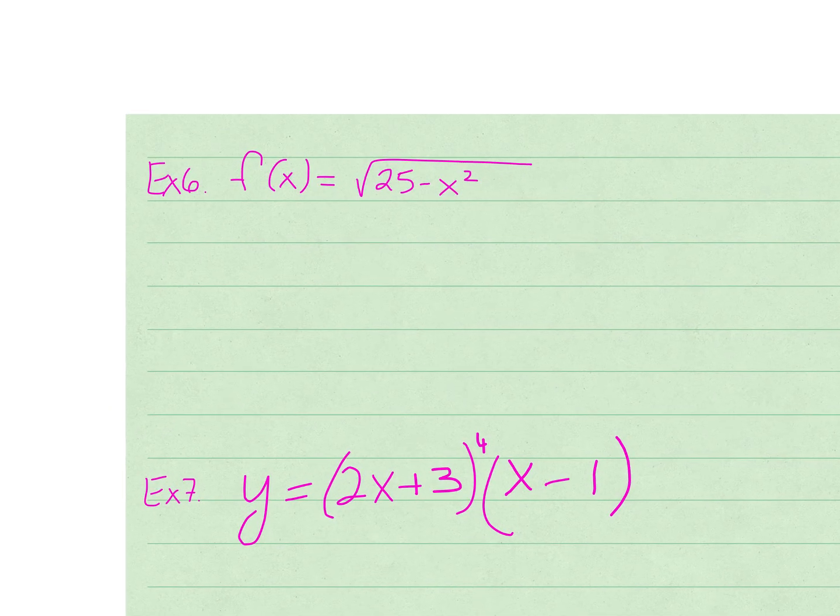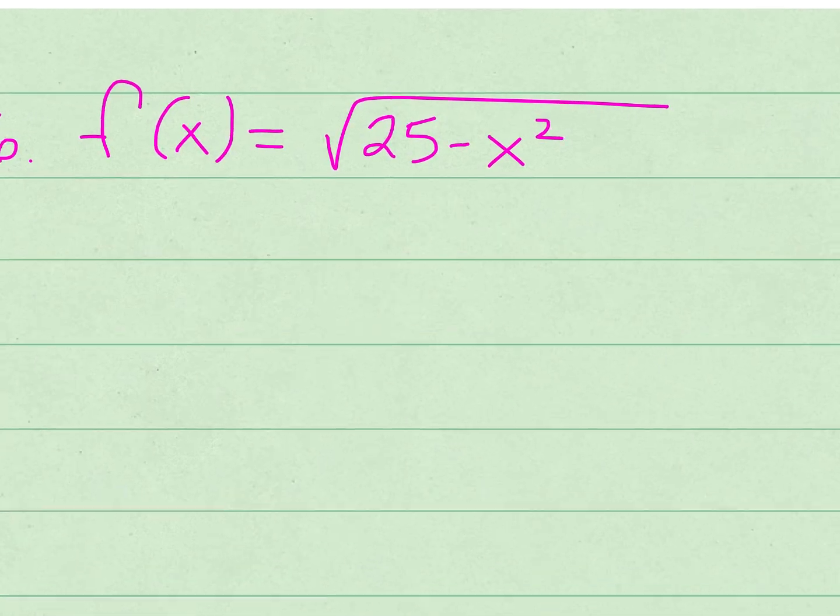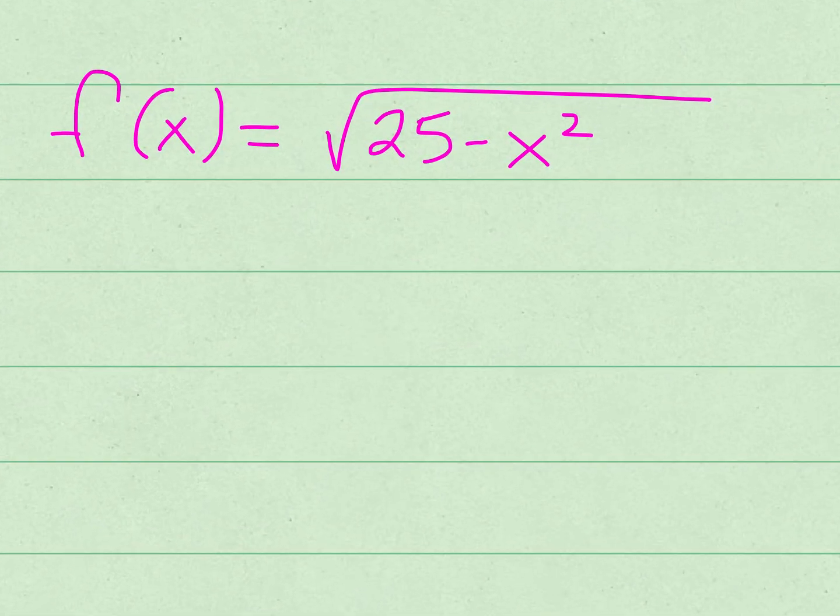All right, example 6. So what should we do first here? Make it an exponent. So 25 minus x squared to the 1/2 power. Take the derivative of the outside. What do we get?